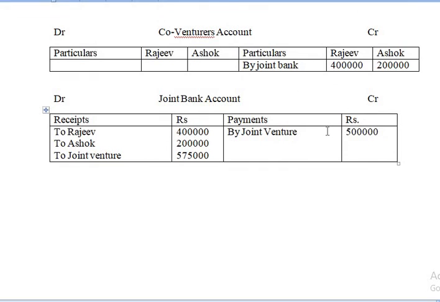So to joint bank. Now cross posting. In the joint bank account, credit side by joint venture 66,000.